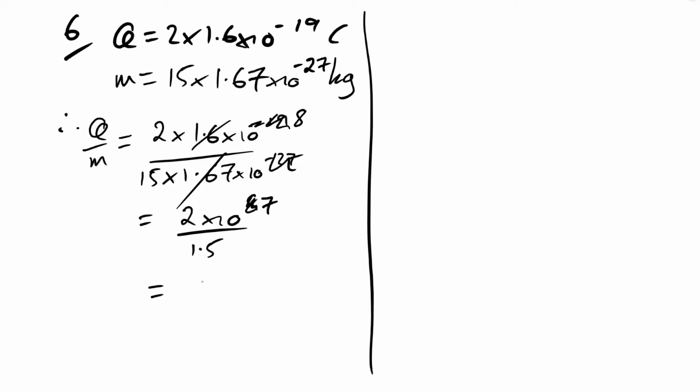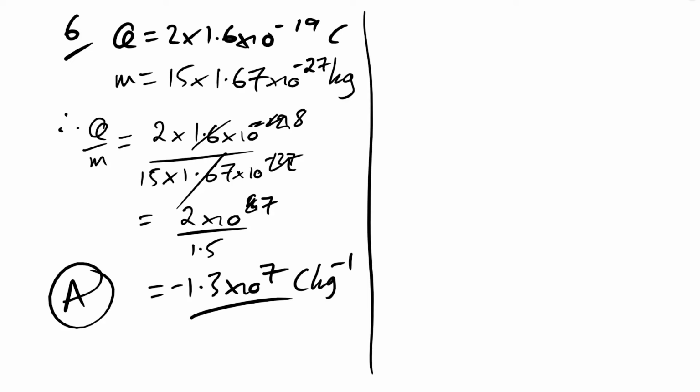And well, I think that's going to give us then 1.3 times 10 to the 7. So I think that's our answer. Sure enough, it is. Of course, it's going to be a minus, isn't it? Well, the answer is A.